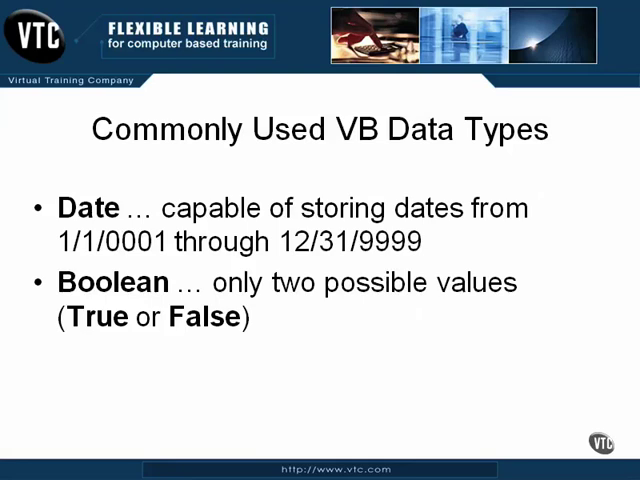Two other commonly used Visual Basic data types are the date data type, which is capable of storing virtually any date that you want to try to represent, and then the Boolean data type. The Boolean data type is a special data type that represents only two possible values. Those values are true or false. We will be looking at applications later that would require the Boolean data type.